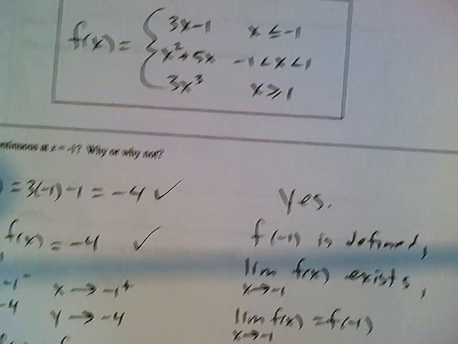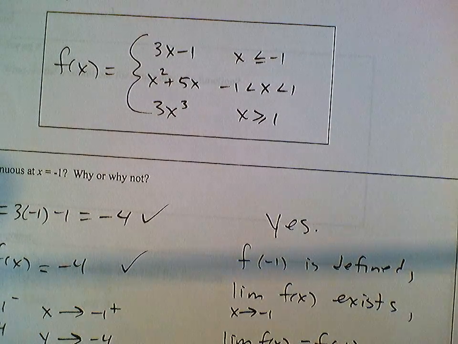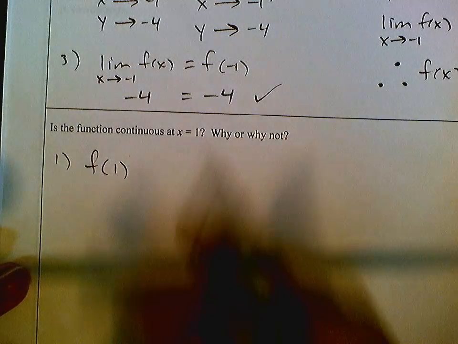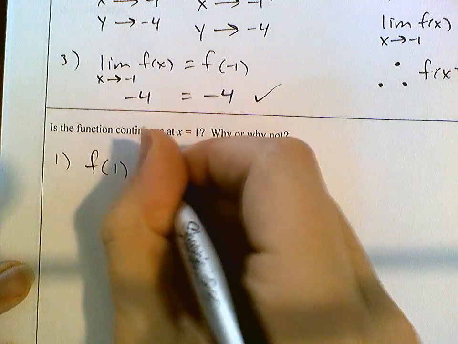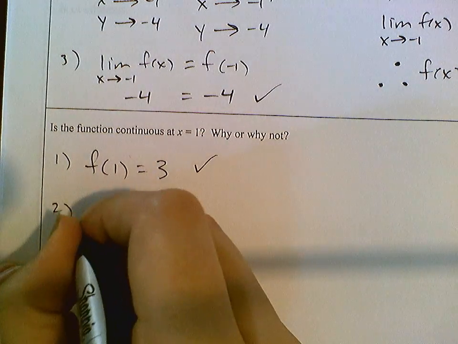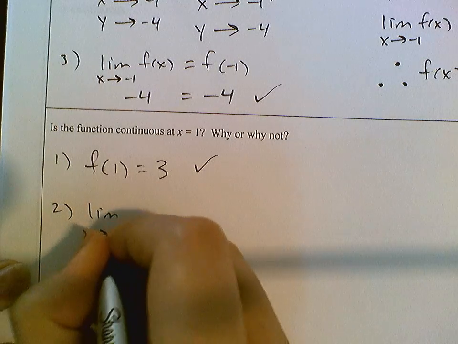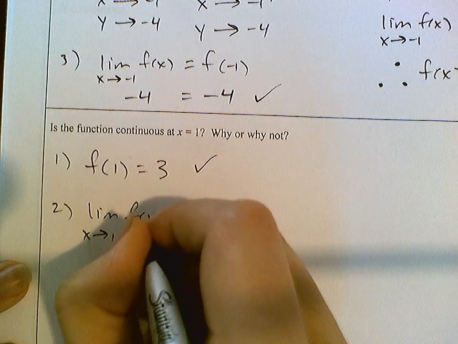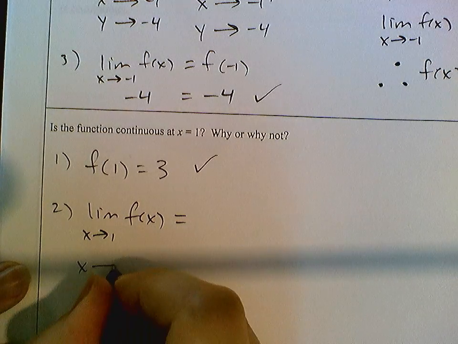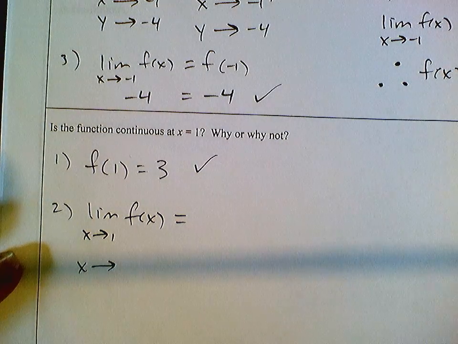So up here, which piece am I using for x equals 1? It's going to be this piece here. If that's not clear, please think about why. So f of 1 is going to equal 3. Check, that's defined. 2, I've got to check the limit as x approaches 1 of f of x. I'm going to see what that equals, and in order to do that, I'm going to use an arrow diagram, because 1, again, is an endpoint.